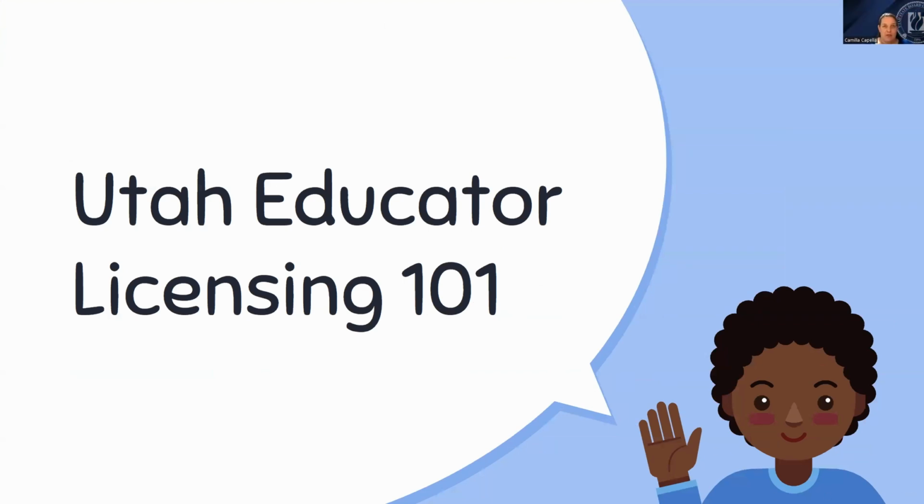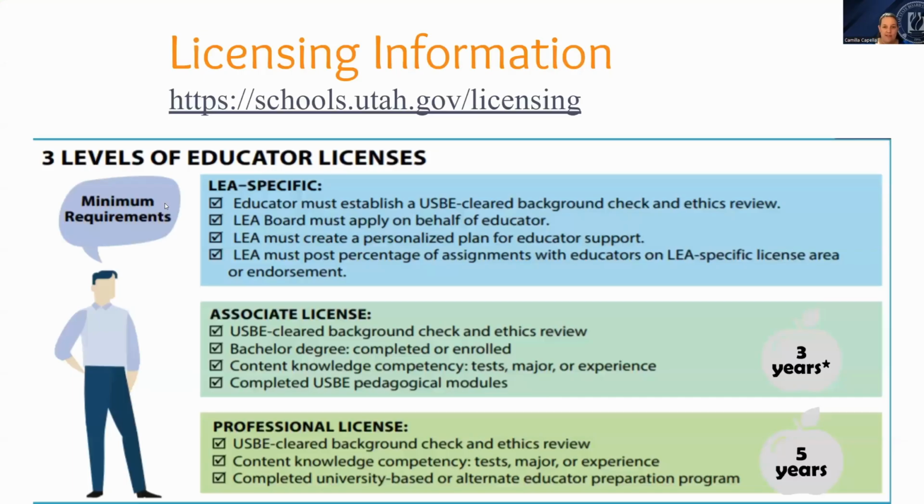So we're just briefly going to go over the basics of licensing structure so that you have an idea of the different licenses and how they can apply in your situations and for your Apple candidates. Can we go to the next slide, please? Thanks. So we have three levels of educator licenses, and they all do different things. You're most likely familiar with a professional license. That's where someone has completed an educator preparation program, whether at a university or through an alternate program like Apple.